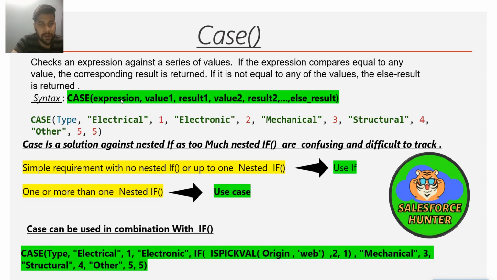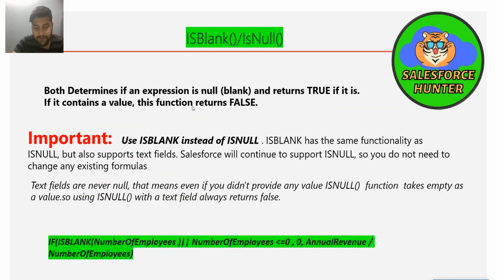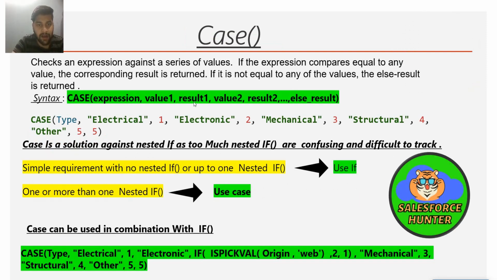Okay, so suppose this expression is evaluated against this value. If it is equal to this value, then this result will be given as the output. Suppose it is not equal to this value, it goes to the next value. If this expression is equal to this value, the result corresponding to this value would be given, and like that we would check against each value and give the corresponding result. But if none of the values matches this expression, whatever the value in the else is would be returned as the result. So that is how the CASE function works.